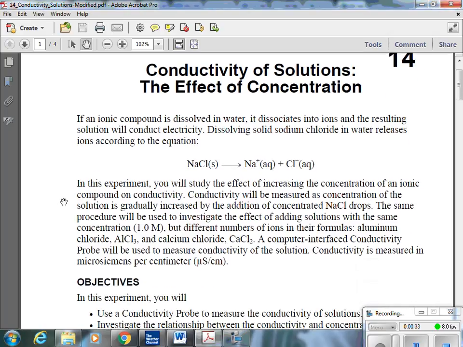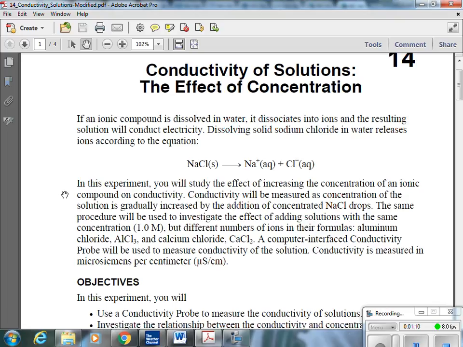In this experiment, you will study the effect of increasing the concentration of ionic compounds on conductivity. The conductivity will be measured as the concentration of the solution is gradually increased by the addition of concentrated NaCl drops. The same procedure will be used to investigate the effects of adding solutions with the same concentration, 1 molar, but different numbers of ions, for example, aluminum chloride and calcium chloride.